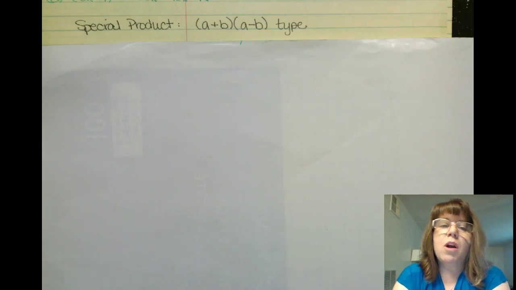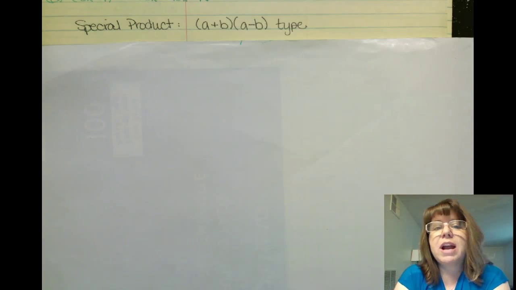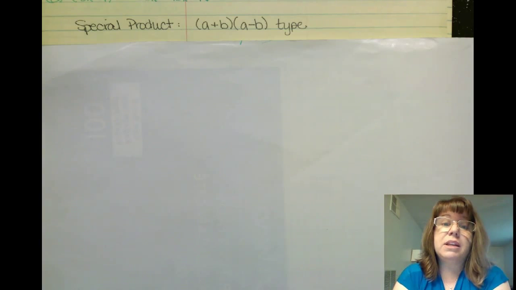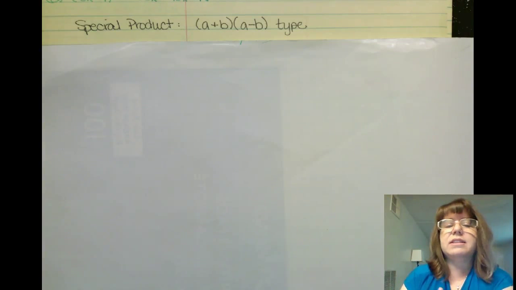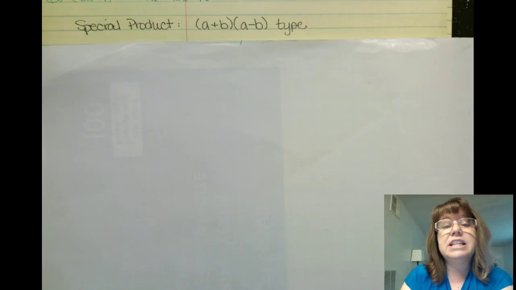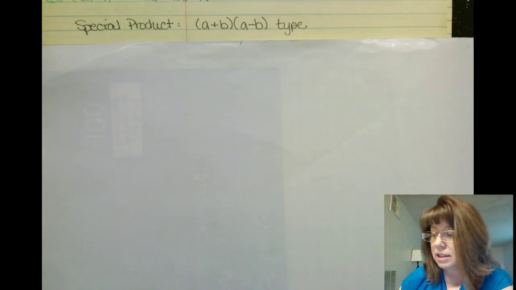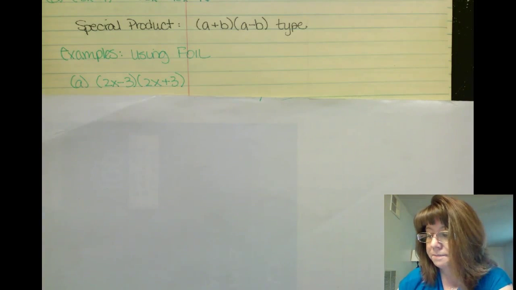Another special type of product is when we have the addition multiplied by the subtraction. What I mean by that is a plus b, that quantity, times a minus b. It doesn't have to be just a and b. It could be 2x and a y, 5x and a 3y. It doesn't matter what it is, but if it's this type where it's an addition times a subtraction and both terms are exactly the same, then let's use our FOIL method to first solve and see if there's a pattern that's going to go on here.